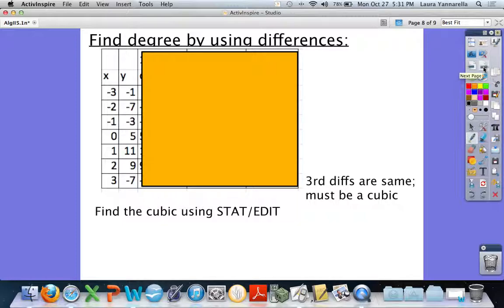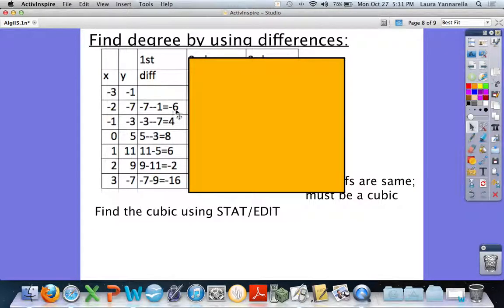Now, last slide, finding the degree by using the differences. Let's say you have a table of values for a polynomial. Your x and y values are these. What they want you to do is take the difference of the y values. So for instance, negative 7 minus negative 1 is negative 6. Negative 3 minus negative 7 is positive 4. 5 minus negative 3 is 8. 11 minus 5 is 6. 9 minus 11 is negative 2. And negative 7 minus 9 is negative 16.